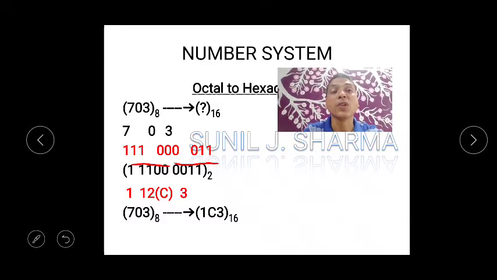Now this is 3 in binary, this is 12 in hexa, but can you see 12 means C, this is 1. Your final answer will be 1C3, that you have to write with base.